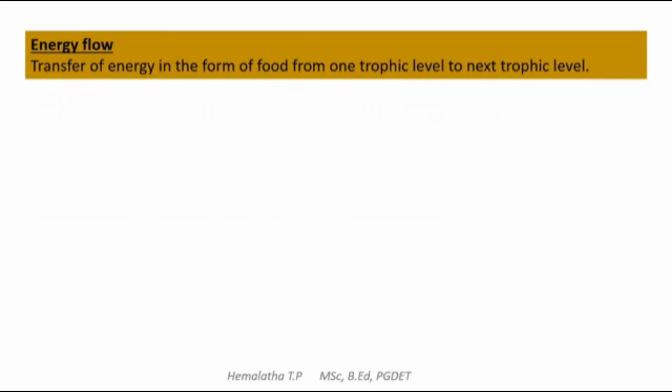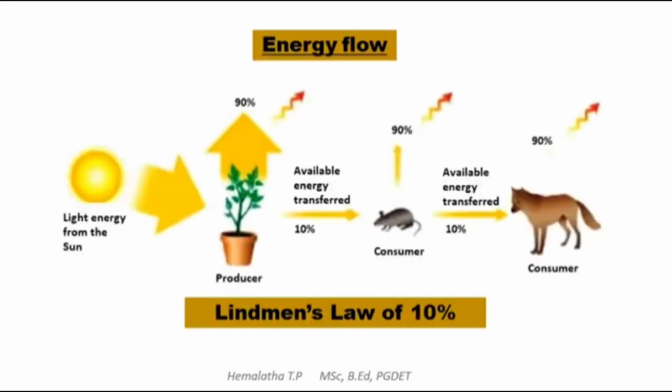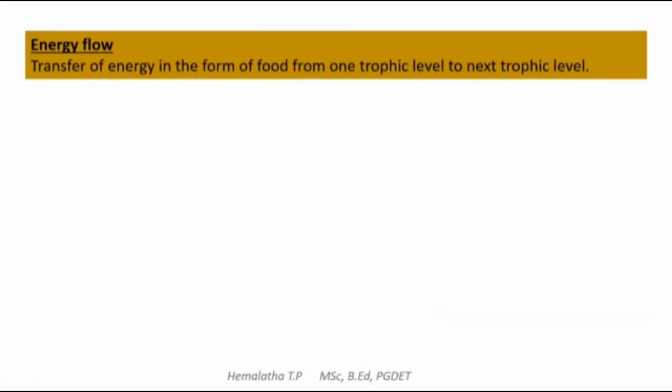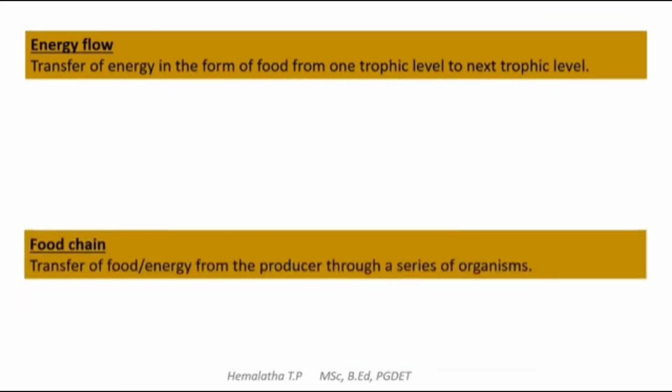So this kind of transfer of energy in the form of food from one trophic level to the next trophic level is called energy flow. Always energy is nothing but the food that is moving. Suppose I take the example here: whatever the rat or the mouse is having, it is having the plant as food, right? So energy is nothing but the food which is moving from one trophic level to the next trophic level. So we can define energy flow as the transfer of energy in the form of food from one trophic level to the next trophic level.